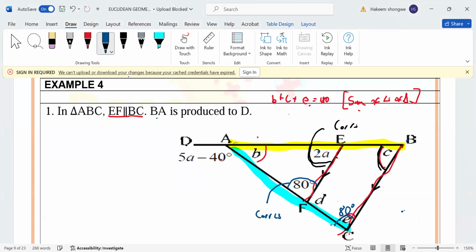These are corresponding angles. You see that? And then another person might say, you could have said here, this is 2A. You could have said that this one here is 2A. Why? Because this one is 2A. And then if this one is C, this one is also what? It's also C. That's what you mean.